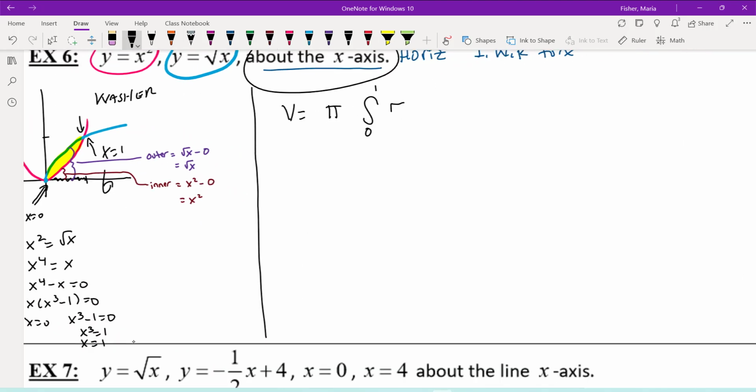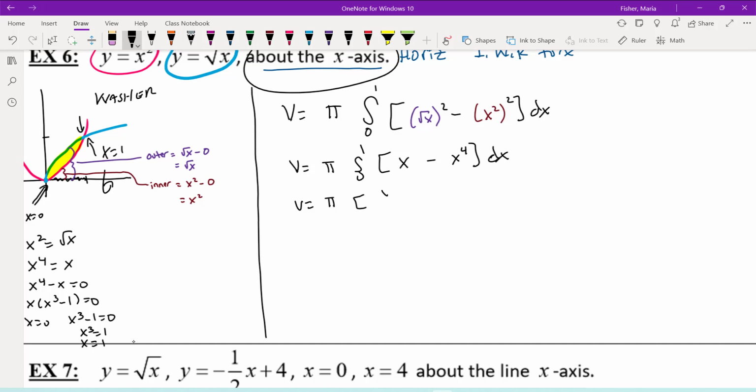Plugging that in, our volume is going to equal pi times the integral of outer radius squared minus inner radius squared. First we square this, and then we integrate. The square root of x squared is x, and x squared squared is x to the fourth. Integrating now, we have x squared over 2 minus x to the fifth over 5, and this gets evaluated from 0 to 1. Plugging in those limits of integration, it's 1 squared over 2 minus 1 to the fifth over 5. And if I plug in a 0, that's just going to be minus 0.